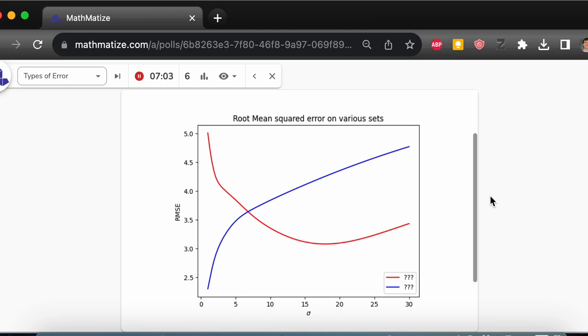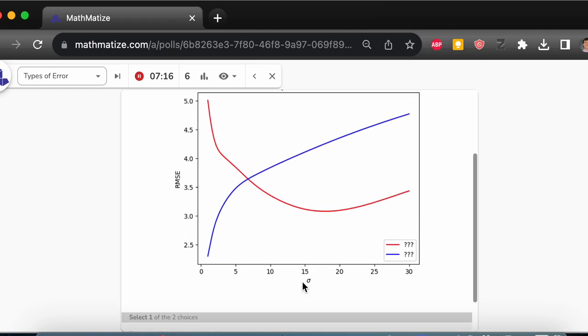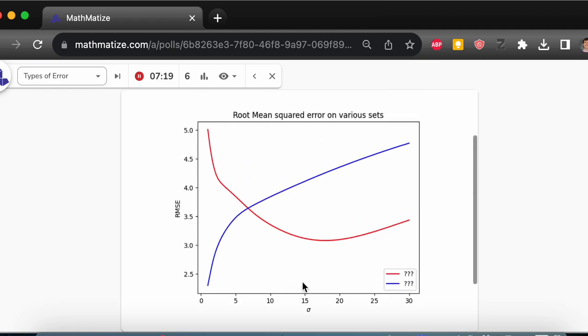One of these curves is the training and one of them is the test. And I want you to tell me which is which. Is the red the training and blue is the test, or is it the other way around? And so you should have 2 options. Which is which? Okay. Any questions or comments about what the question is asking?